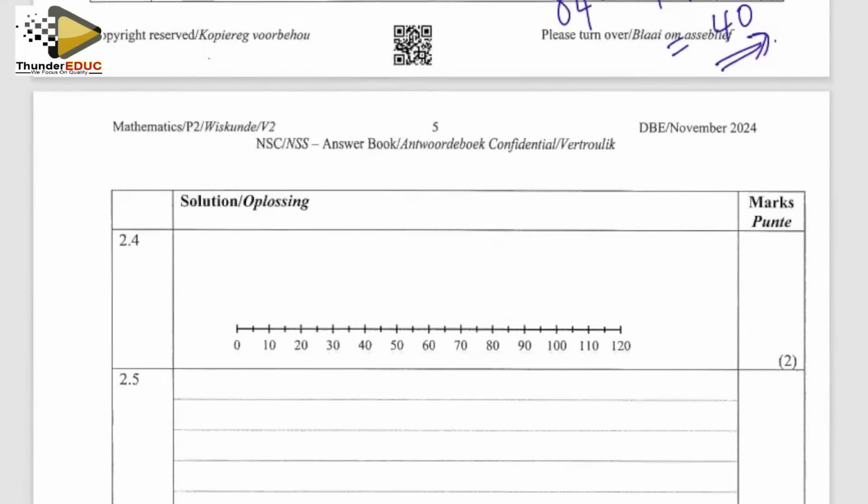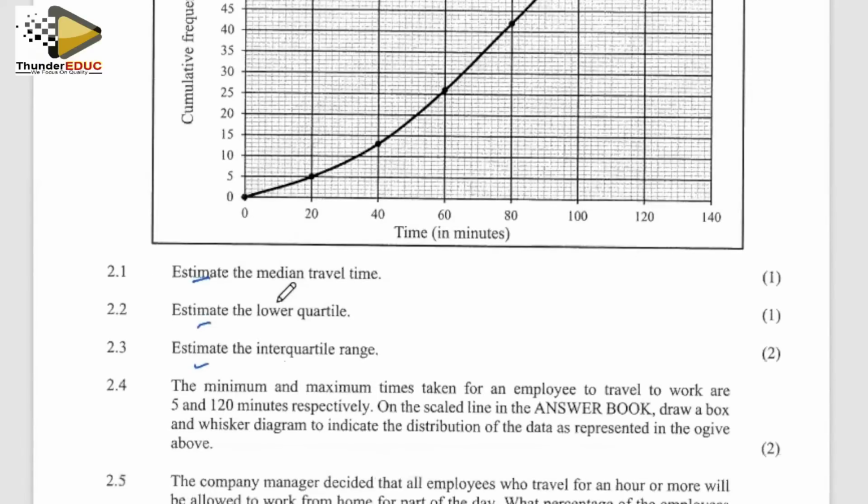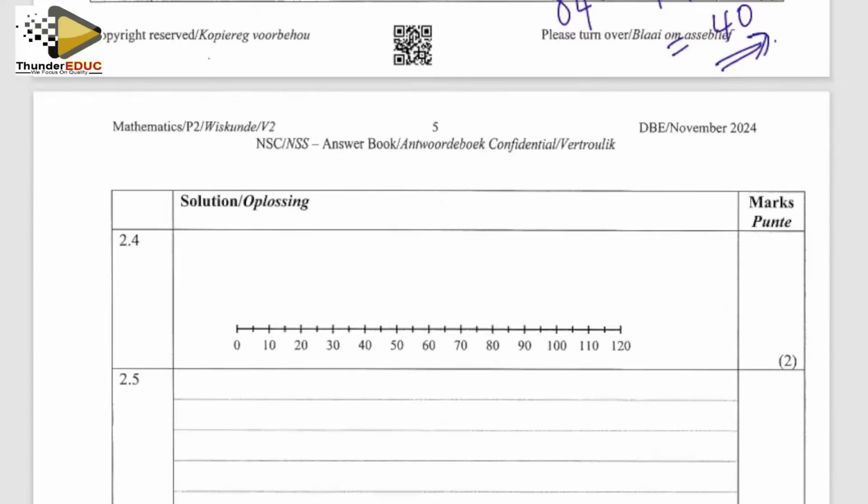And then 2.4. They're telling us that the minimum and the maximum times taken for an employee to travel to work are 5 and 120 minutes, respectively. So on a scaled line, the answer book, can we draw a box and whisker diagram for the data? Okay. So one thing we know about the box and whisker, it represents the 5-number summary, whereby we shall have the minimum, the Q1, the Q2, the Q3, as well as the maximum. So our minimum, they told us is a 5. So that will be our 5.